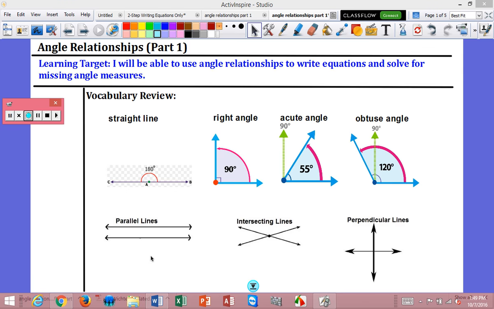Parallel lines are lines that are never going to intersect. So these lines could go on and on forever and they are never going to cross paths. Intersecting lines are lines that do cross each other. And then perpendicular lines are intersecting lines, but they intersect at a right angle. So that means this is a right angle. So is this, and this, and this. Those are all right angles.